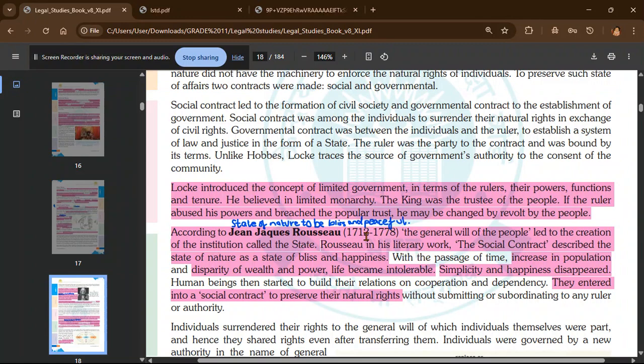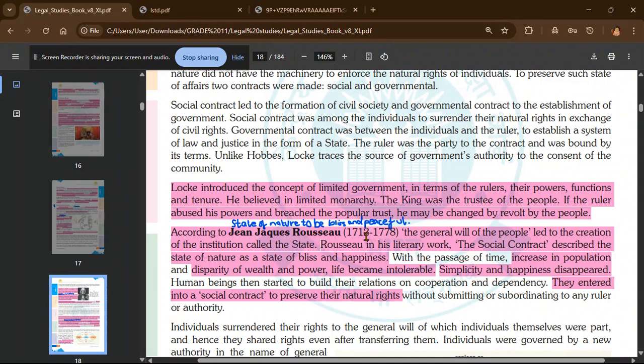Next, we see according to Jean-Jacques Rousseau. Jean-Jacques Rousseau describes the state of nature to be bliss and peaceful. Among the three philosophers, the more optimistic and positive ones were Jean-Jacques Rousseau and John Locke. Only Thomas Hobbes, as we saw, told that the state of nature is under constant war. The rest, Locke, told it is in peace and harmony, and Rousseau told it is bliss and peaceful.